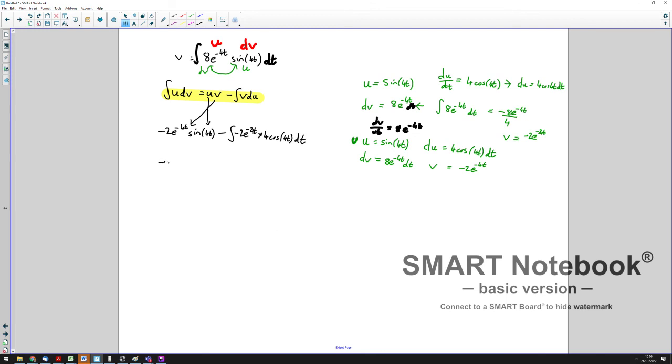which simplifies down to minus 2e to the minus 4t sine 4t minus the integral of minus 8e to the minus 4t cos 4t with respect to time. Now the problem is that this is basically the same as the integral we've just done. The only difference is it's a cos.